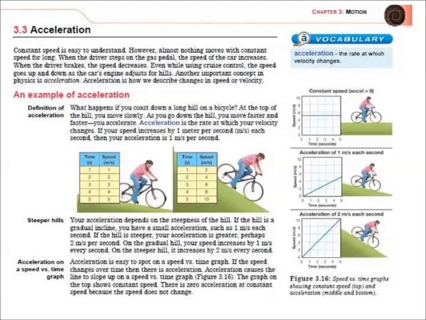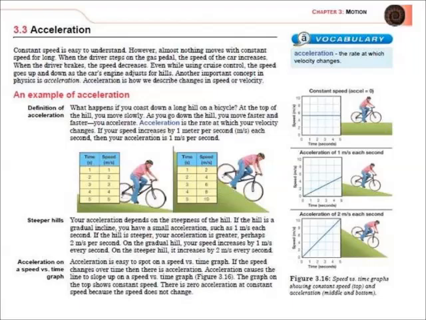Acceleration is the rate at which your velocity changes. If your speed increases by 1 meter per second each second, then your acceleration is 1 meter per second per second. Your acceleration depends on the steepness of the hill. If the hill is a gradual incline, you have a small acceleration, such as 1 meter per second squared. If the hill is steeper, your acceleration is greater, perhaps 2 meters per second squared. On the gradual hill, your speed increases 1 meter per second every second. On the steeper hill, it increases 2 meters per second every second.